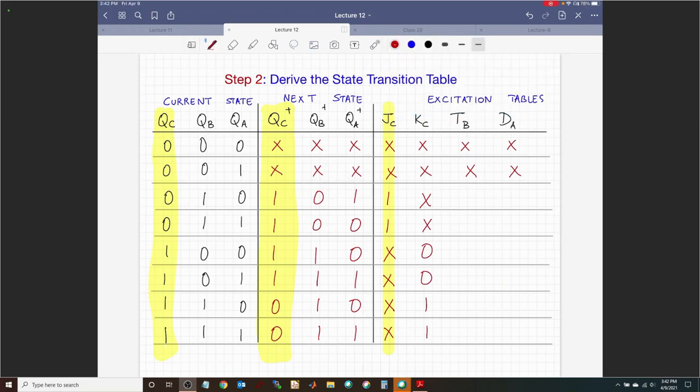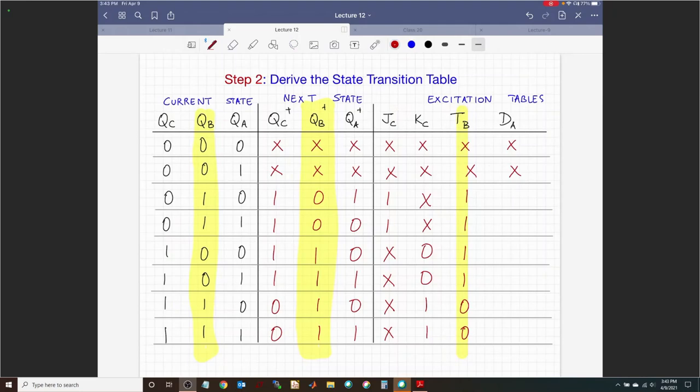So let's focus on T. For that, I need to move this guy here and I need to move this guy here. In order to come up with TB, I need to look at how QB transitions to QB plus. All right. So let's see. For the third one, toggles. For the fourth one, toggles. For the fifth one, toggles. For the sixth one, toggles. Doesn't toggle and doesn't toggle.